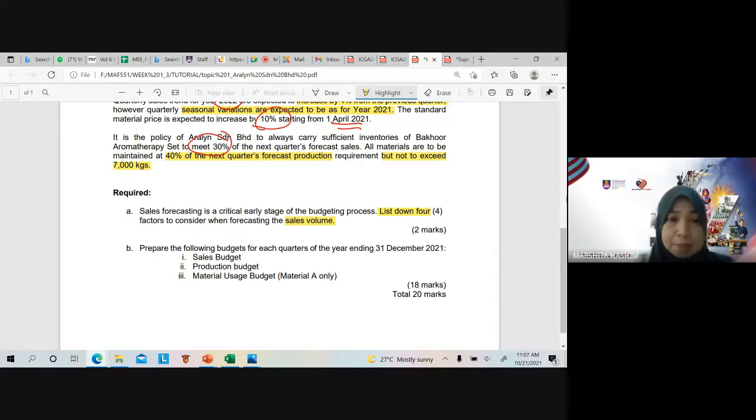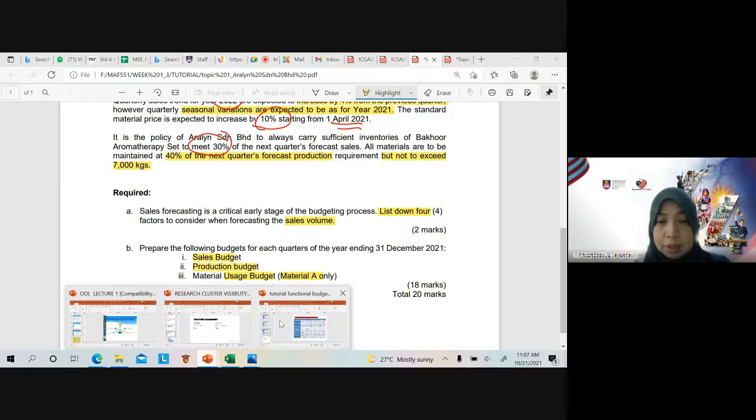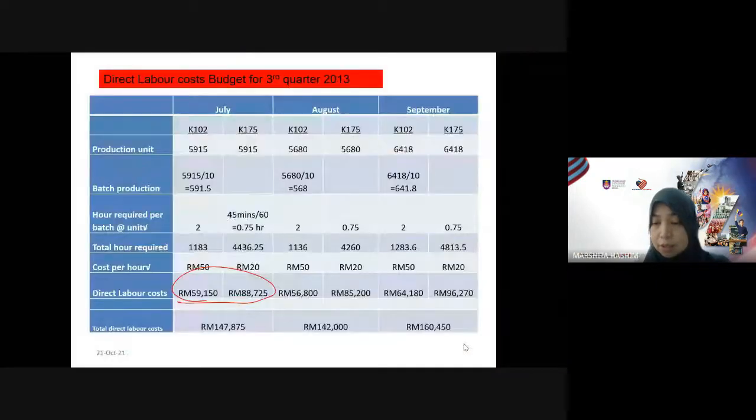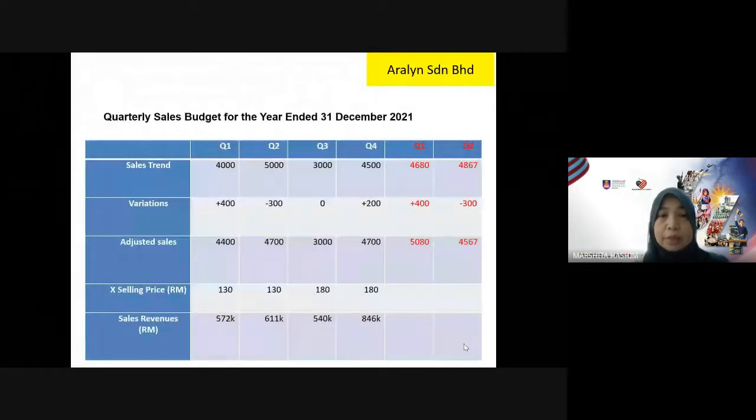Then part B: prepare the sales budget, production budget, and material usage budget, only for material A. Material usage budget only. Then this is your answer. Check your answer. Sales budget. Again, you must have these 3 items for the first quarter until the last quarter.